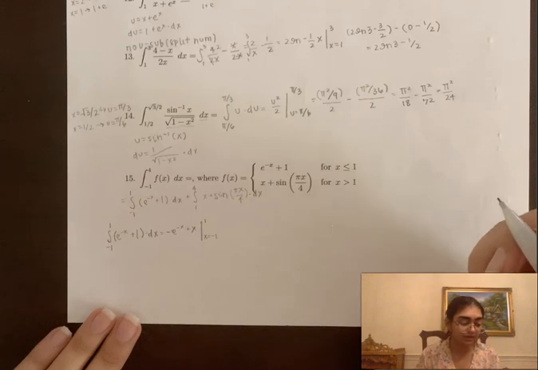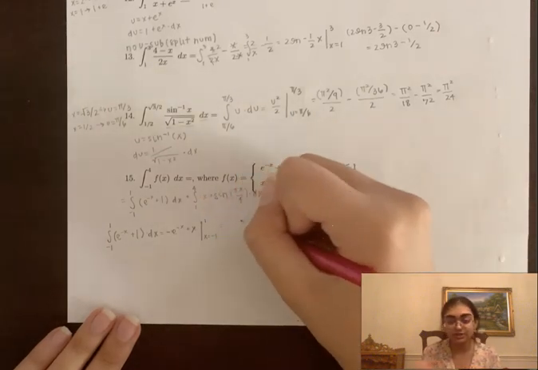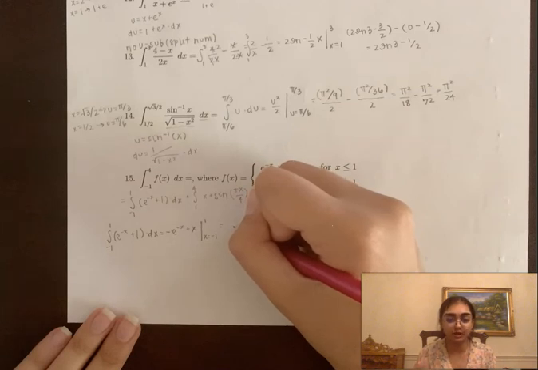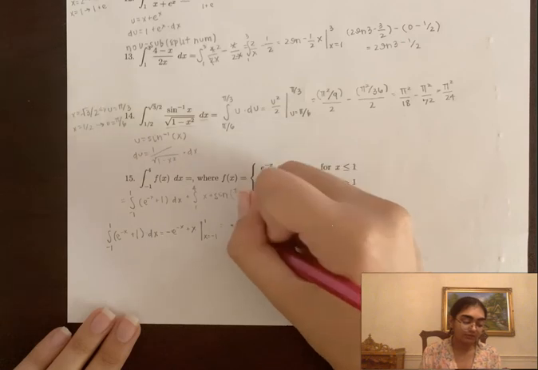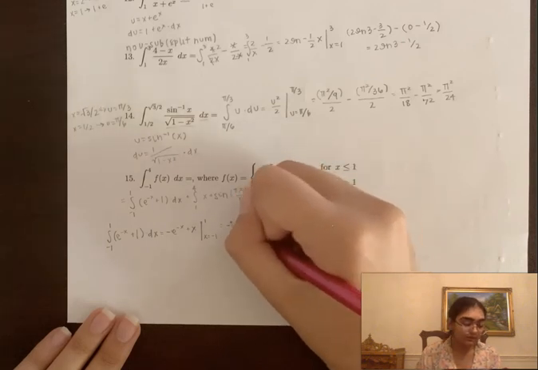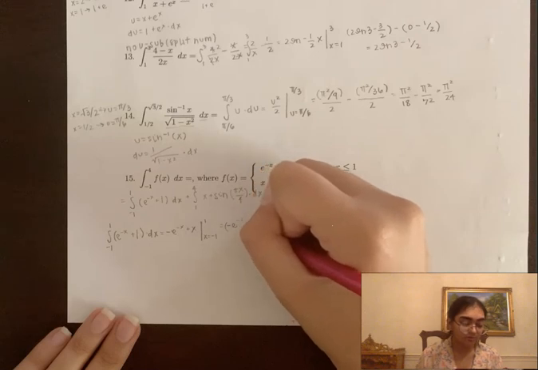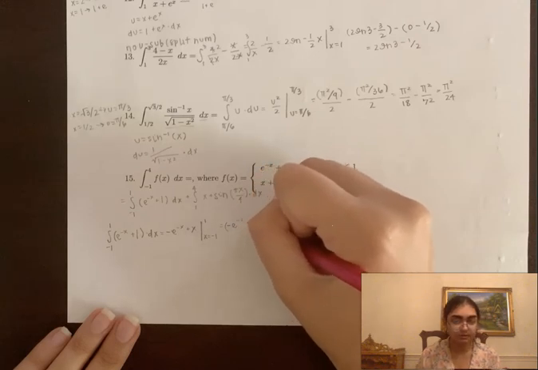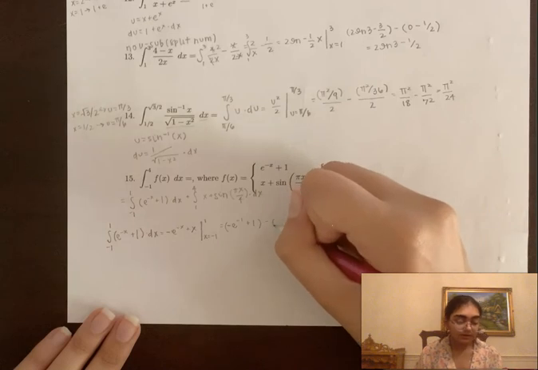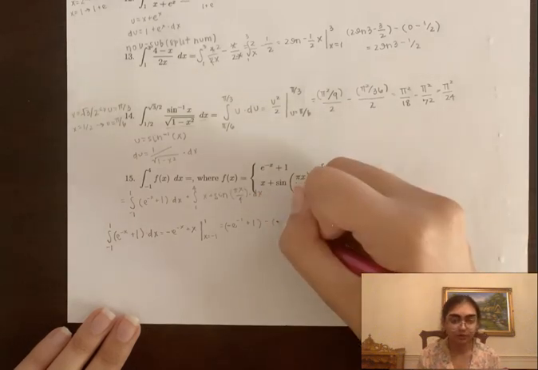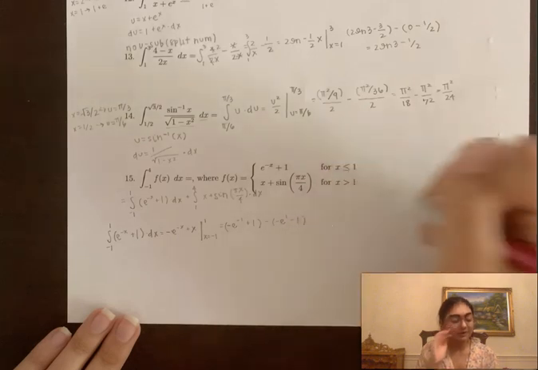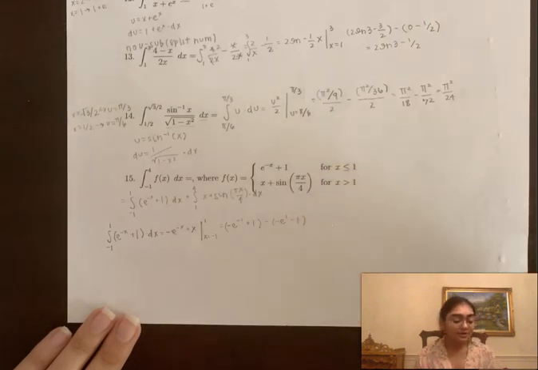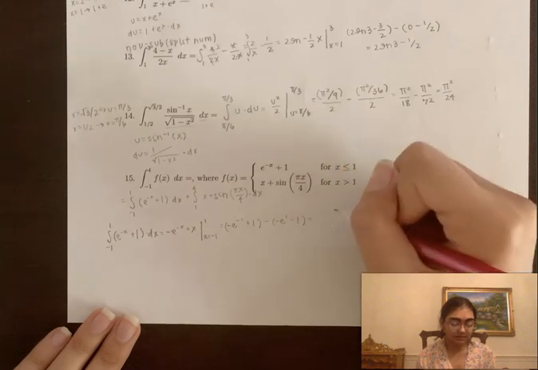Then we just have to plug in our values. We do not change these values because we did not use a u in this process. So we're just going to plug in our original x values, -1 and 1. That's going to give us negative e to the -1 plus 1 in parentheses, minus negative e to the 1 plus 1, also in parentheses. And then all of that is going to equal negative e to the -1 plus e plus 2.